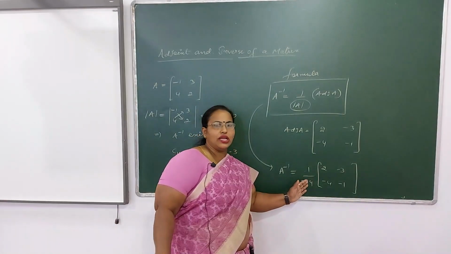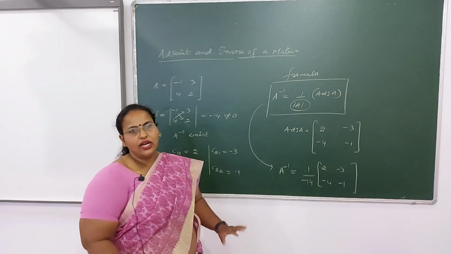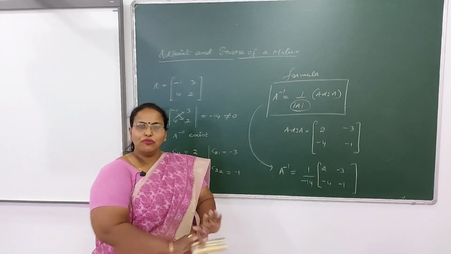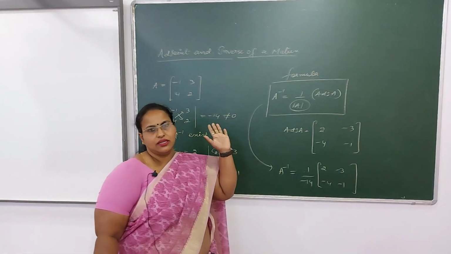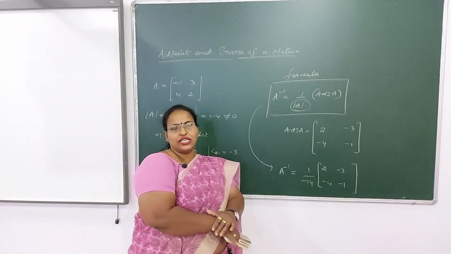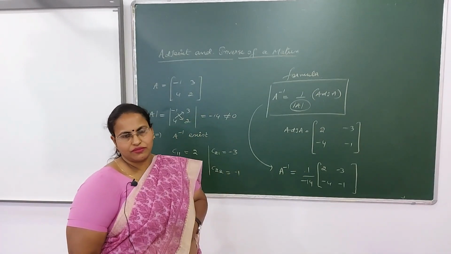Minus 1 by 14 can be multiplied to each and every element of the given matrix, and you can rewrite the answer. So both ways are okay. So this is the final answer. Now how to check whether the answer is correct or not?